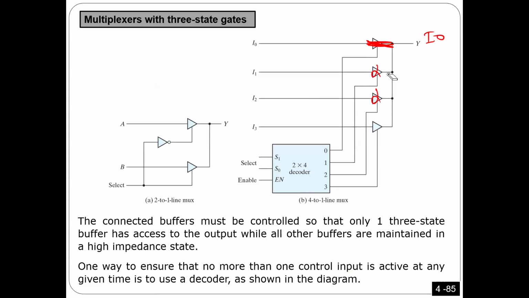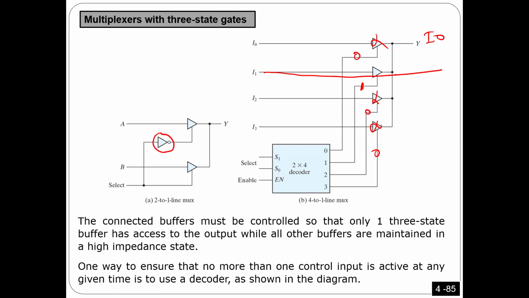I'll give you the details now. If I want to connect I1, I have to make sure there is a 1 here to connect this one, and there must be zeros here to make the other ones open circuit. You got it? Anyway, let's come to the details. Now I want to make a 2-to-1 multiplexer. I have 2 inputs and only 1 output. For every input, I'm going to use 1 three-state buffer. Now I have to make sure only one of them is connected at a time. That's why I put this inverter here.